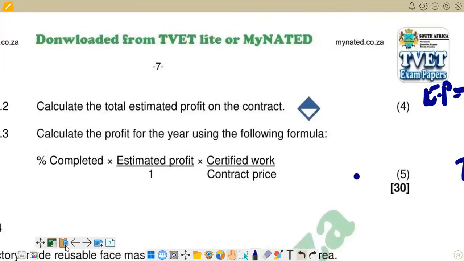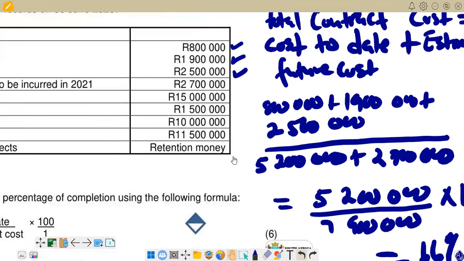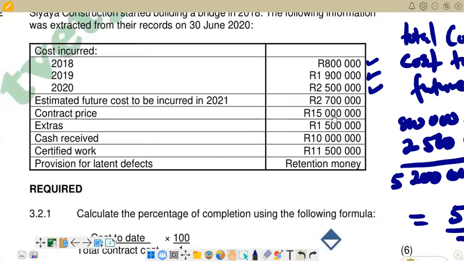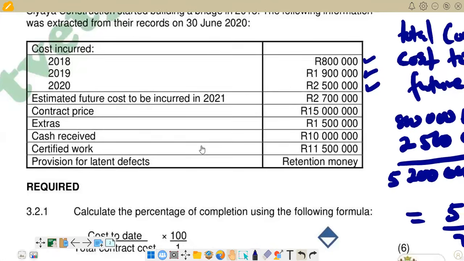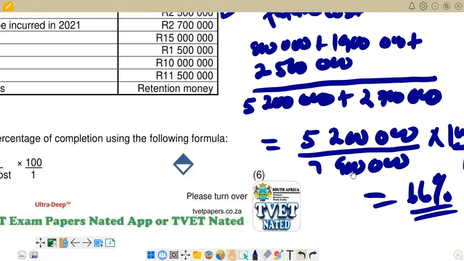Right, we go back to the figures that we have there. You're going to see that we have our contract price here, which is 15 million. And then we've also got extras. So for total contract price, we're going to say 15 million plus 1,500,000. And then we get our total contract price. Then we subtract the total contract cost. The figure for total contract cost, we calculated there, and it was 7,900,000. Remember, this is the figure for total contract cost. That's the one that we are going to subtract.